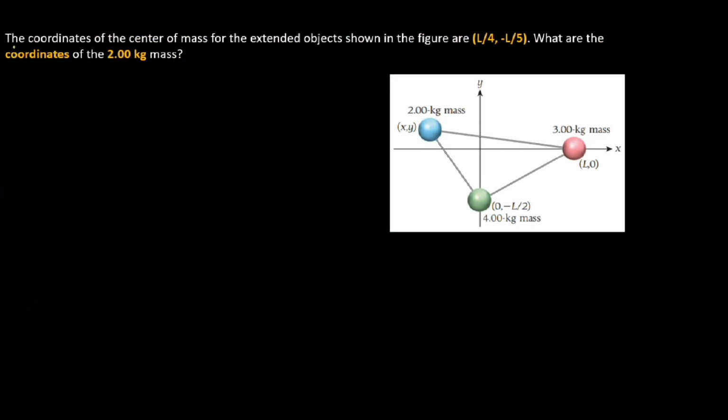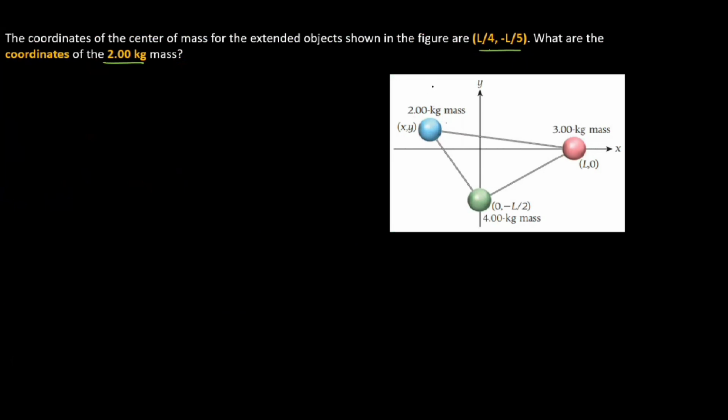The question says, coordinates of the center of mass for the extended object shown in the figure are L by 4 and negative L by 5. What are the coordinates of the 2 kilogram mass? Now in this question, they have given us the coordinates of the center of mass, which are L by 4 and negative L by 5. We need to find the coordinates of the 2 kilogram mass. The 2 kilogram mass is the blue ball over here. And I need to find what are the coordinates of this mass.